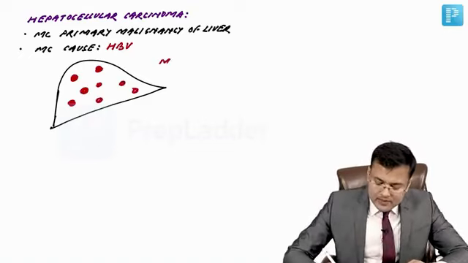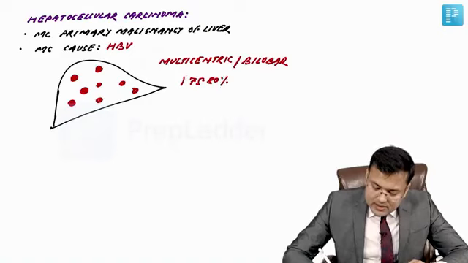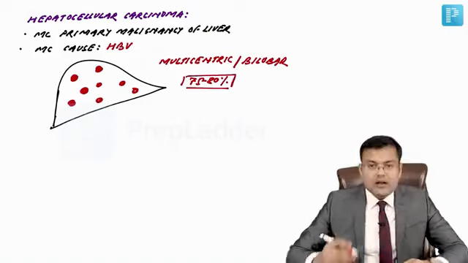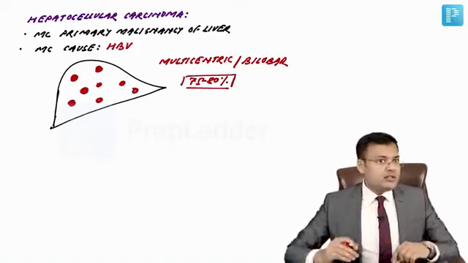So this is multicentric and bilobar. So generally in how many cases? In 75 to 80% cases. Means in majority of cases at the time of presentation, the HCC is unresectable.